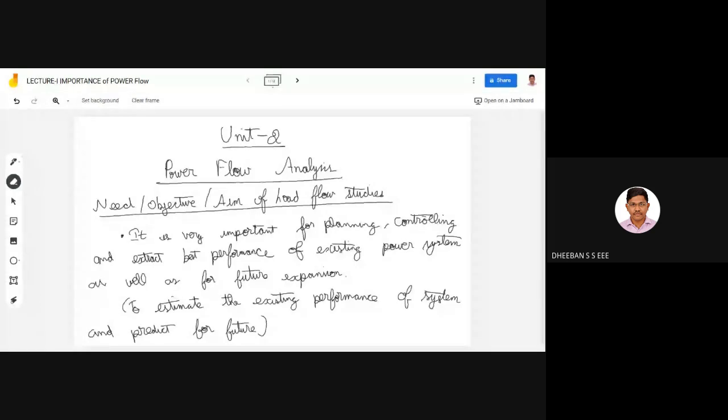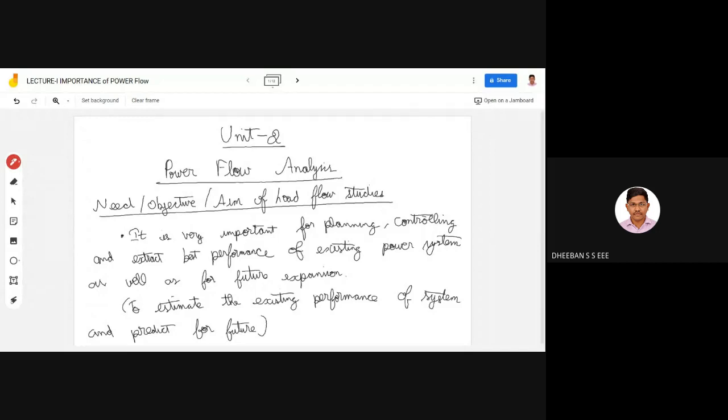So your unit 2 is based upon your load flow studies. Okay, so why you have to perform your load flow study, we'll be seeing in today's lecture. Today's lecture is a theoretical one. Okay, we won't be dealing with any kind of problem. The agenda of today's lecture includes the need and the objective of your load flow. After that, we'll be dealing with the important parameters that are included for the load flow studies. Okay, so this is your agenda, and we'll be getting into the lecture.